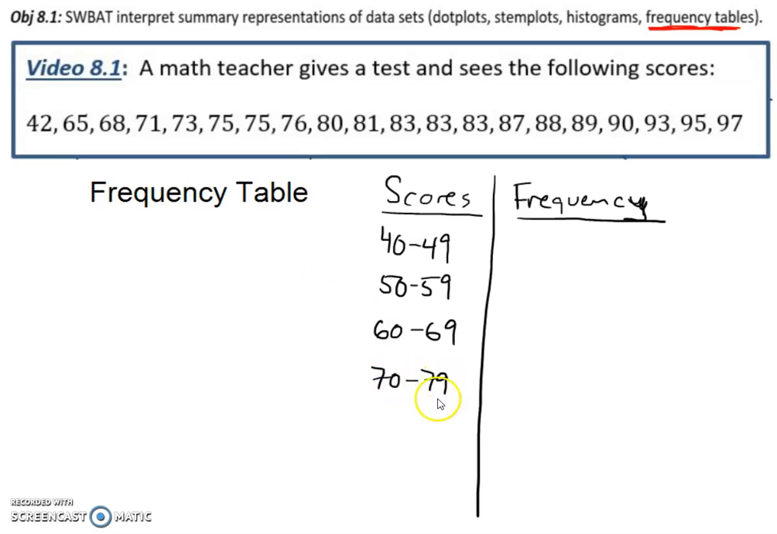70 to 79. 80 to 89. And then 90 to 99. We don't have to go higher because we can see that that's it. And then frequency is just how many.